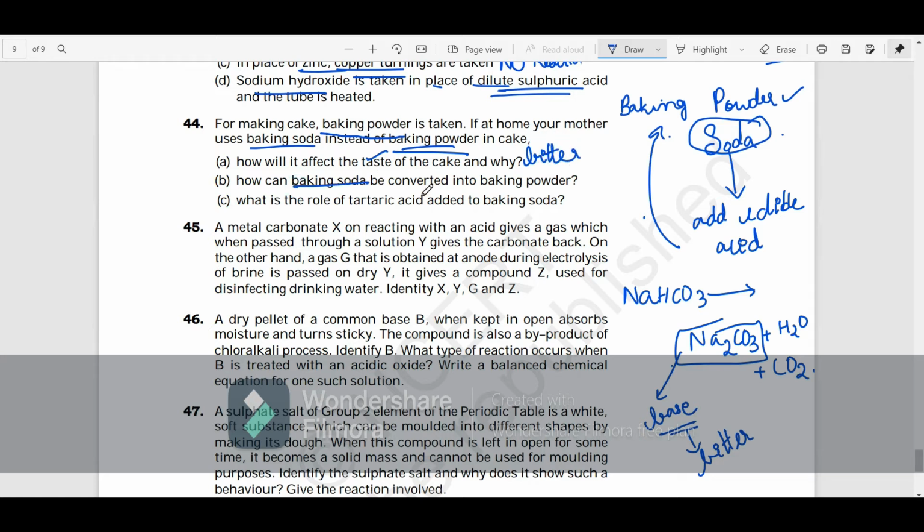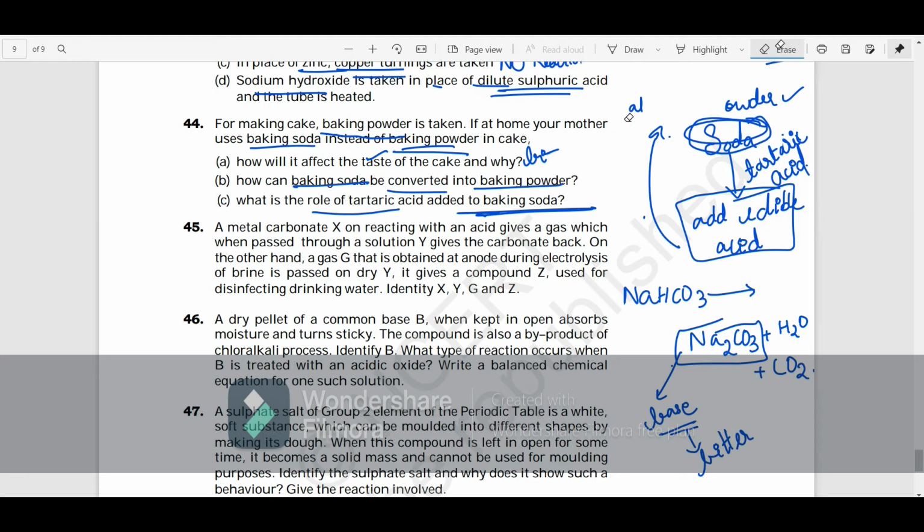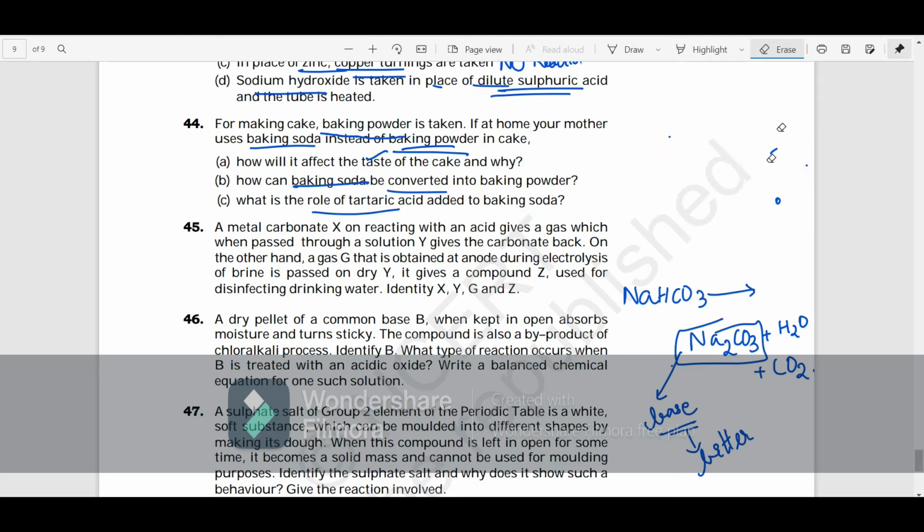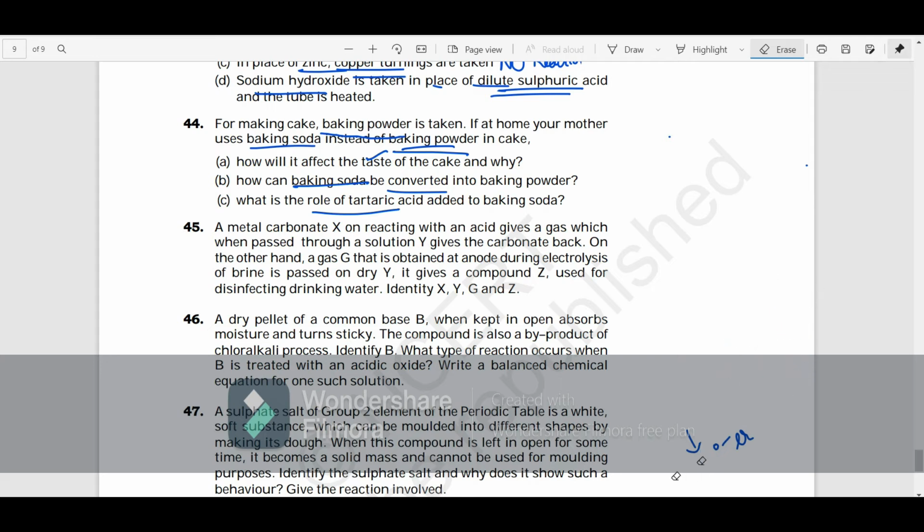How can baking soda be converted into baking powder? Baking soda is converted into baking powder by adding edible acid. What is that edible acid? Tartaric acid. So what is the role of tartaric acid in adding to the baking soda? If you add tartaric acid, what is going to happen? Of course you're forming baking powder, which will enhance the taste and it will prevent a bitter taste in the cake.